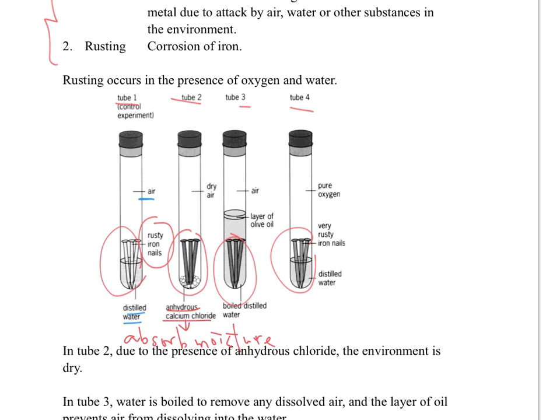That means in tube 2, no water inside. And of course, you use dry air. Dry air means no more water vapor. So if no water is inside that tube, you find that the iron nail did not rust. No rust here.